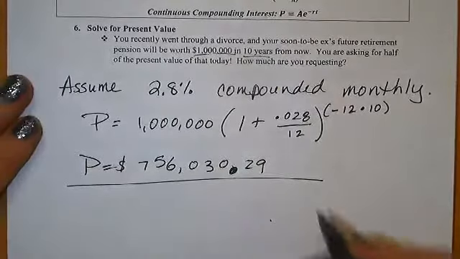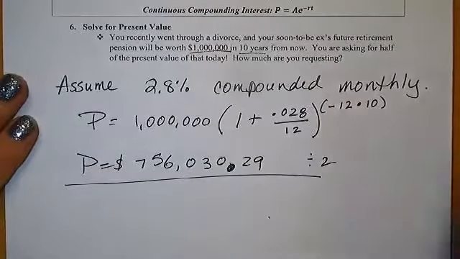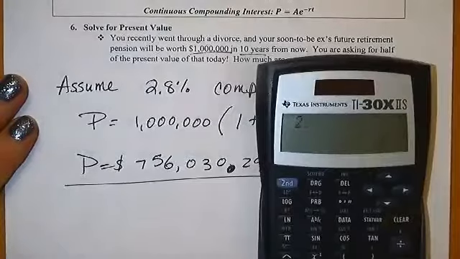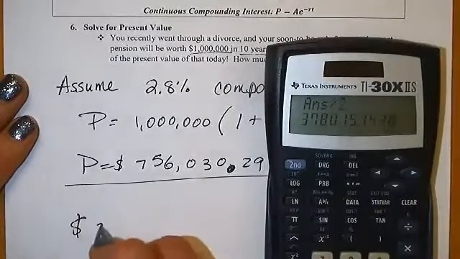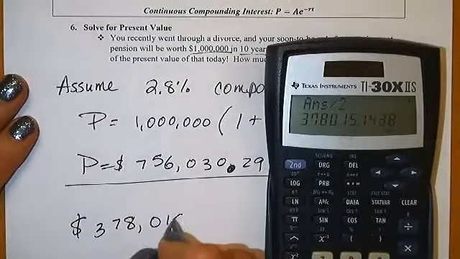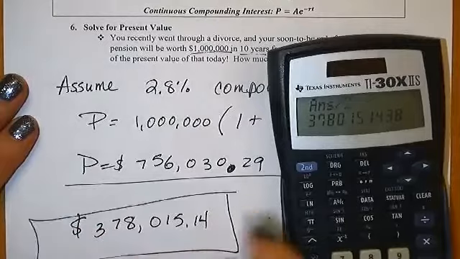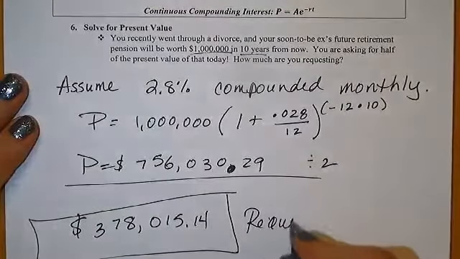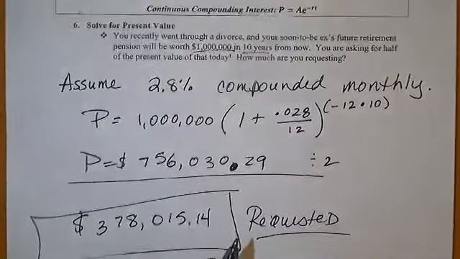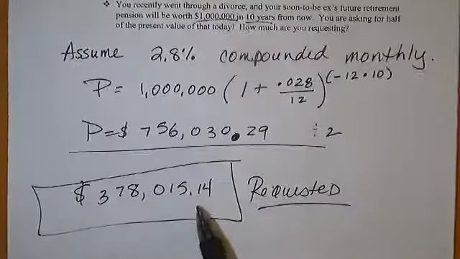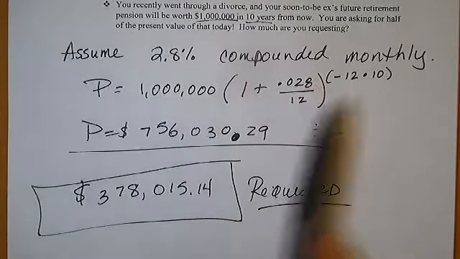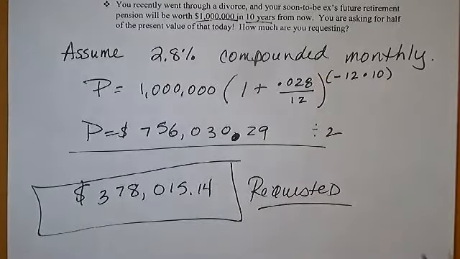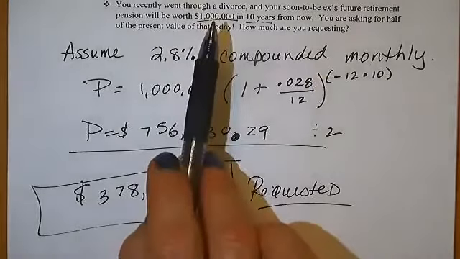And since you're requesting half, we simply have to divide that number by 2. So you're requesting a total of $378,015.14. And then, of course, if you were to receive that through the divorce proceedings and you saved that at 2.8% for the next 10 years, you'd have exactly $500,000 in 10 years, because you would expect exactly half of that 10 years from now.